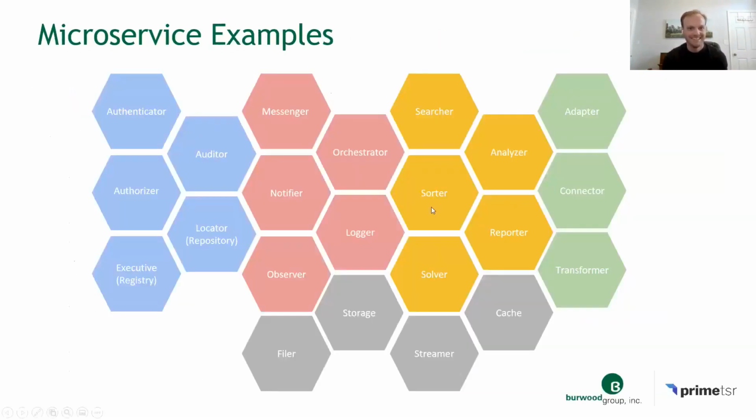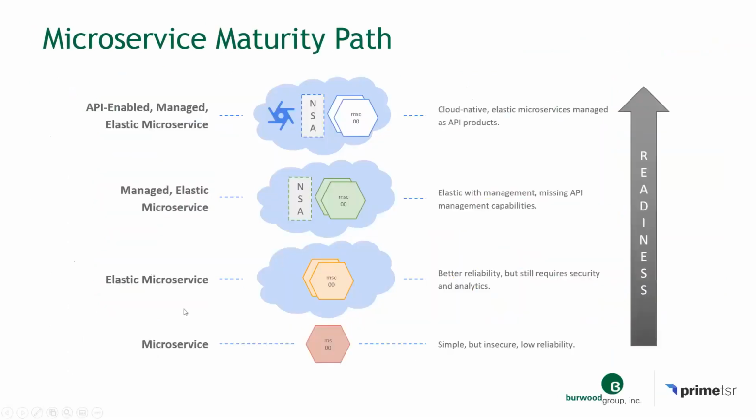Yeah, that's great, Rich. And then here are some microservice examples of different services running independently, but maybe grouped together. And really cool is, as you start to expand your microservice journey, you can start maturing, and we have a maturity path for you on that journey. So you've started to separate out your services, and these are maybe pretty simple, but they might be insecure, low reliability. That's where things like Apigee can come into play as well.